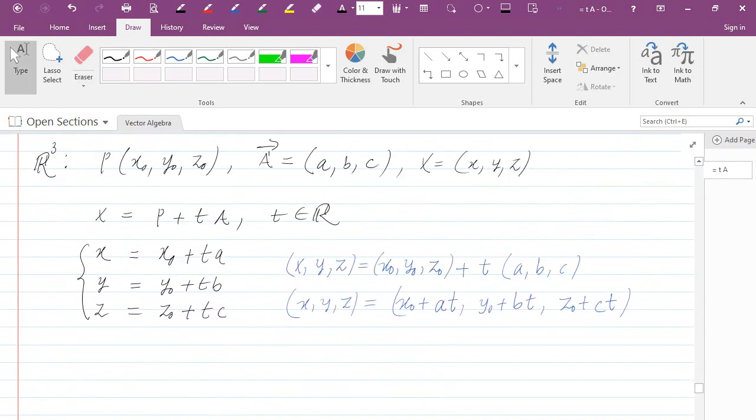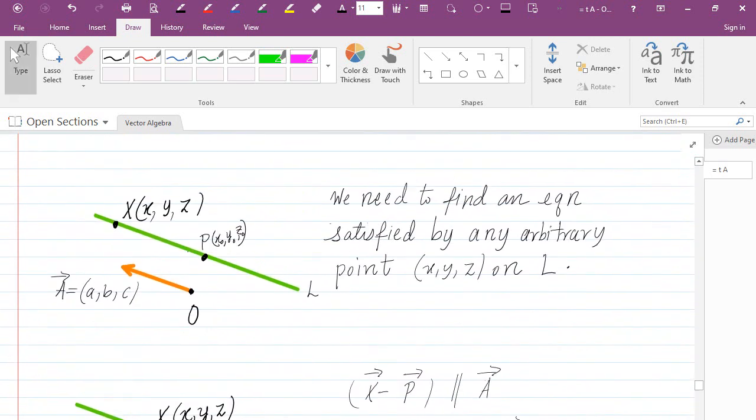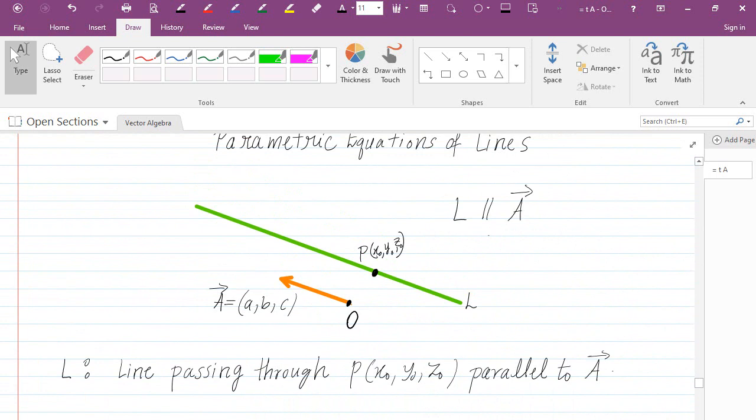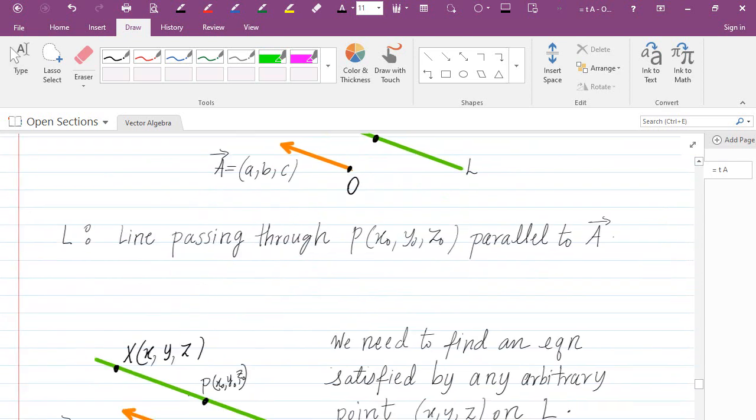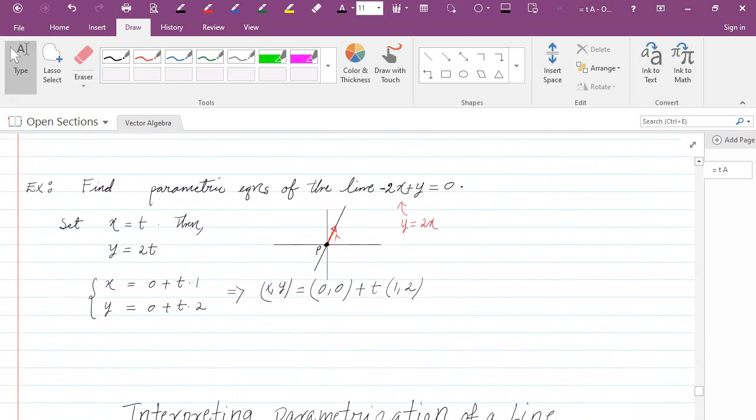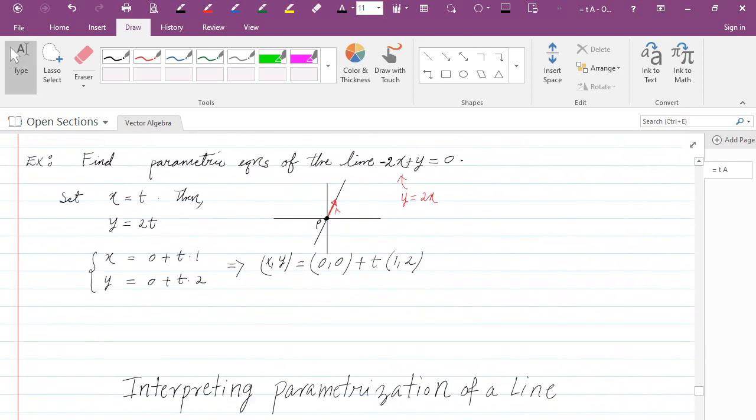So this way of writing down equations of a line works in any dimension, including the 2 space. So let's say I have to find the parametric equations of the straight line in dimension 2 with equation negative 2x plus y is equal to 0.